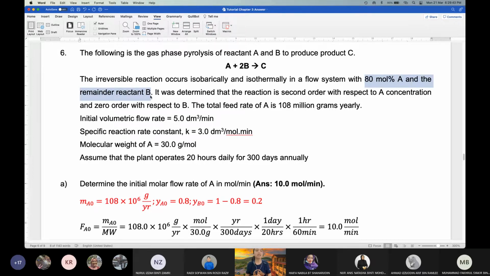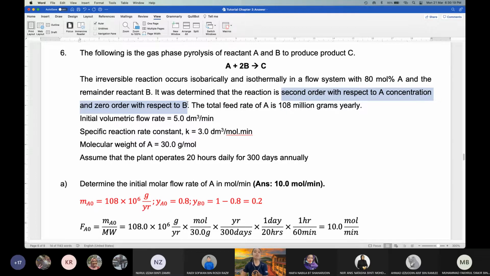So it means initially I only have two compounds, two reactants, there is no inert. In this case there is no inert. It has A, it has B, and the mole percent is 80 mole percent A, YA0 0.8, so YB0 0.2. So whenever you are given the initial amounts, you immediately know you must find theta B. Definitely to find theta B. If you are given the initial amount of A and initial amount of B, you find your theta B in your table. Okay, next it says the reaction is second order with respect to A and zero order with respect to B.